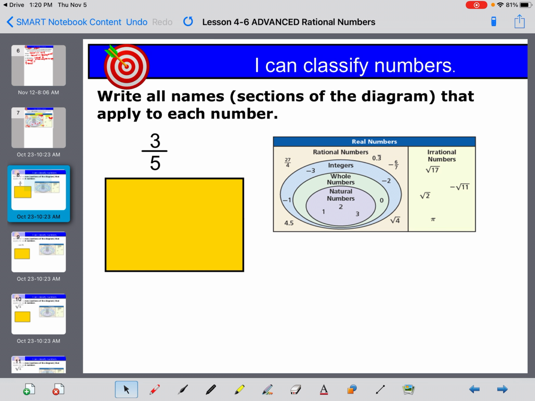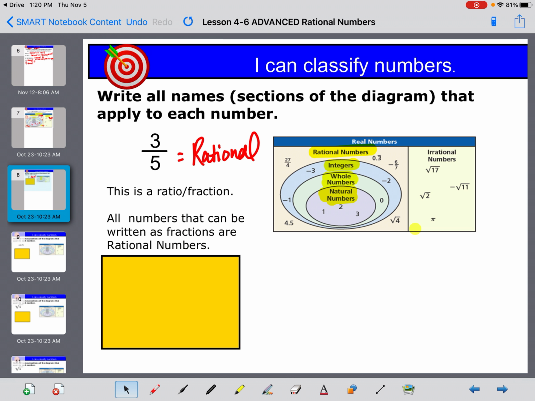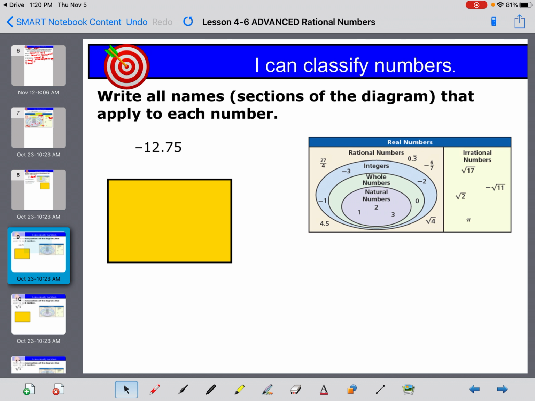3/5. 3/5 is rational. It falls into this category here because it's a fraction form. It's not an integer because integers are negative and whole, positive whole numbers. It's not a whole number because it's a fraction, and it's not a natural number or a counting number. So this is a ratio or a fraction, and so all numbers that can be written as a fraction are rational.